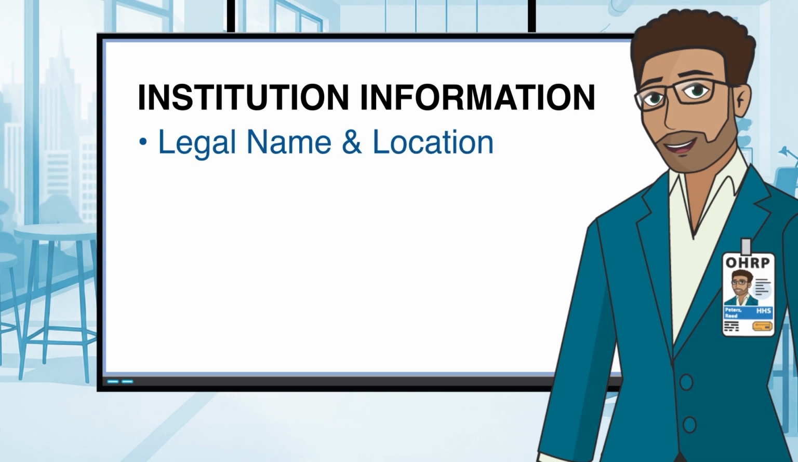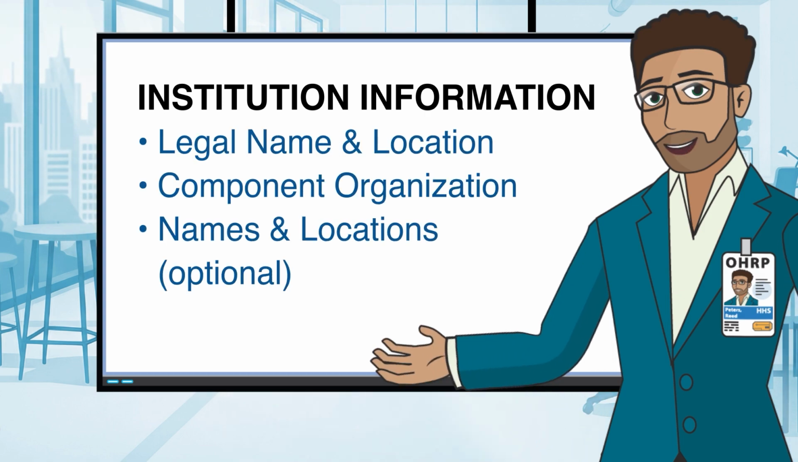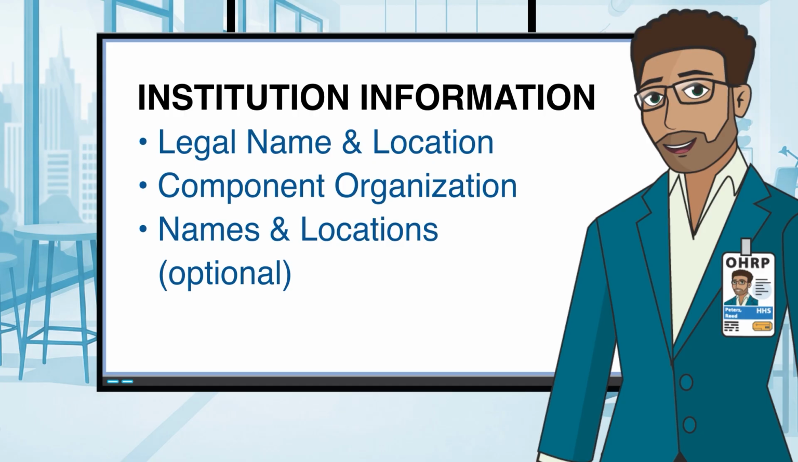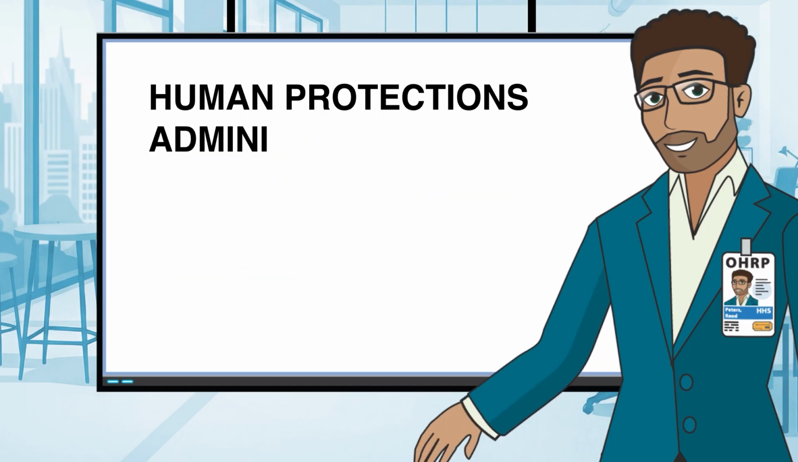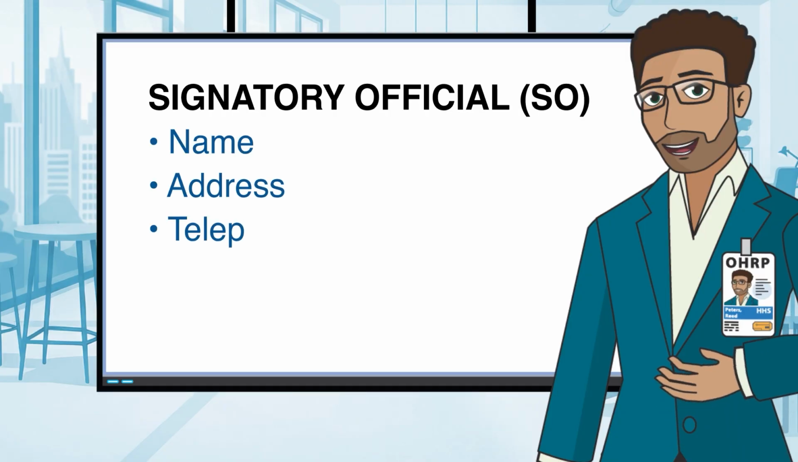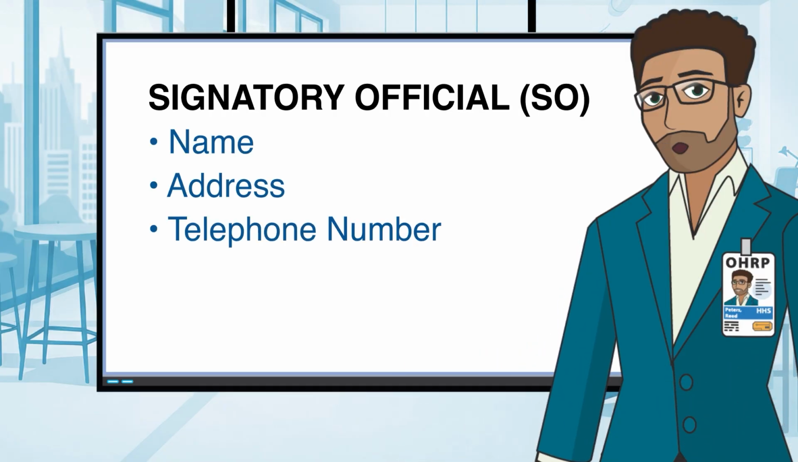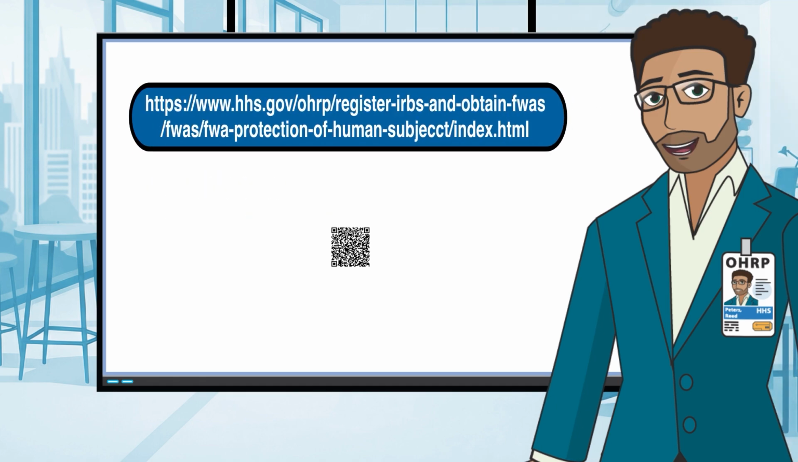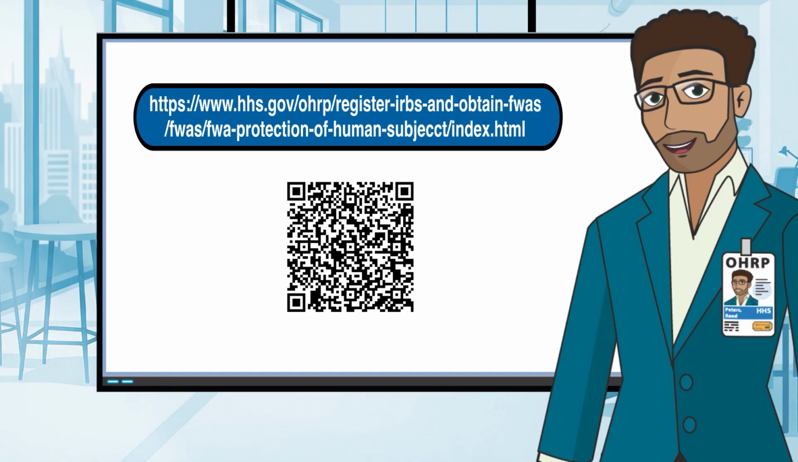First, the full legal name and location of your institution. If you plan to list any component organizations, like different campuses that are part of the same legal entity, you'll need their legal names and locations too. Next, you'll need the name, address, and phone number of your Human Protections Administrator, or HPA. This is the person we'll contact as the primary point of contact for your Human Research Protection Program. And finally, you'll need the same information for your signatory official, or SO. This is the person who is authorized to act for the institution and to commit the institution and any listed component organizations to the terms of the FWA.